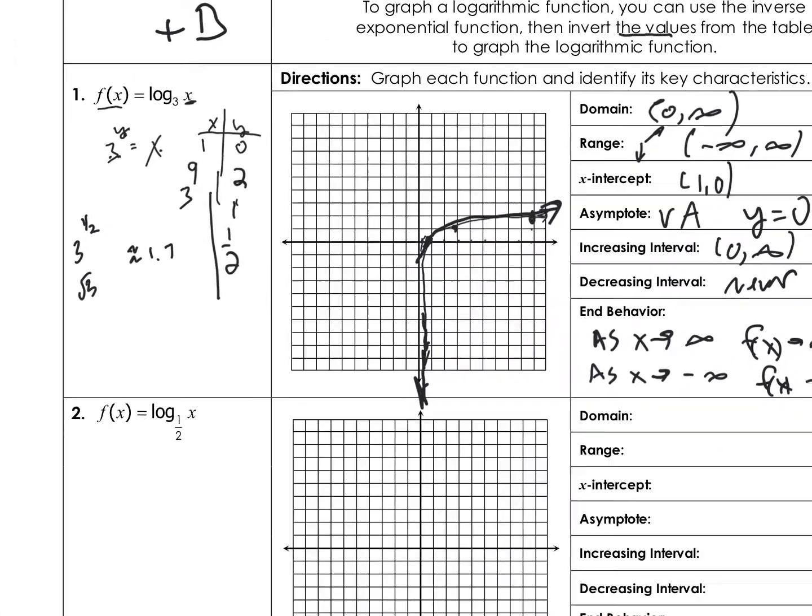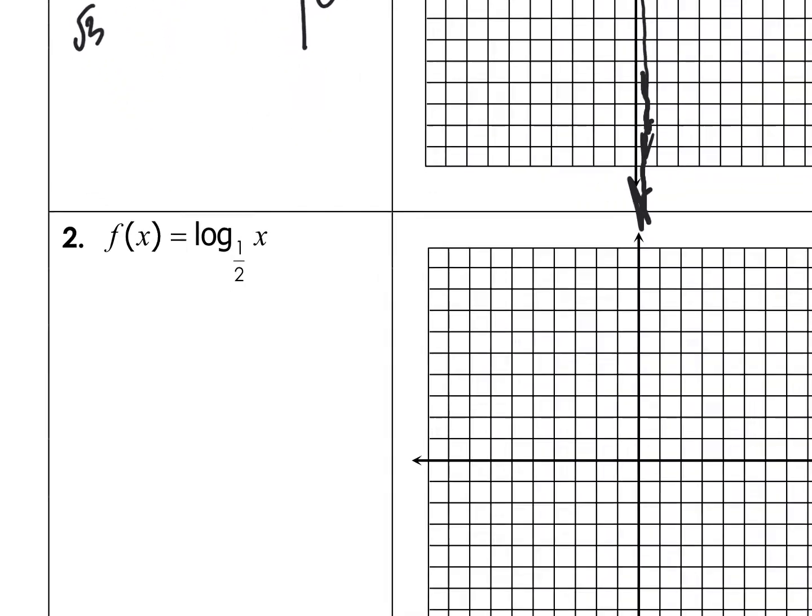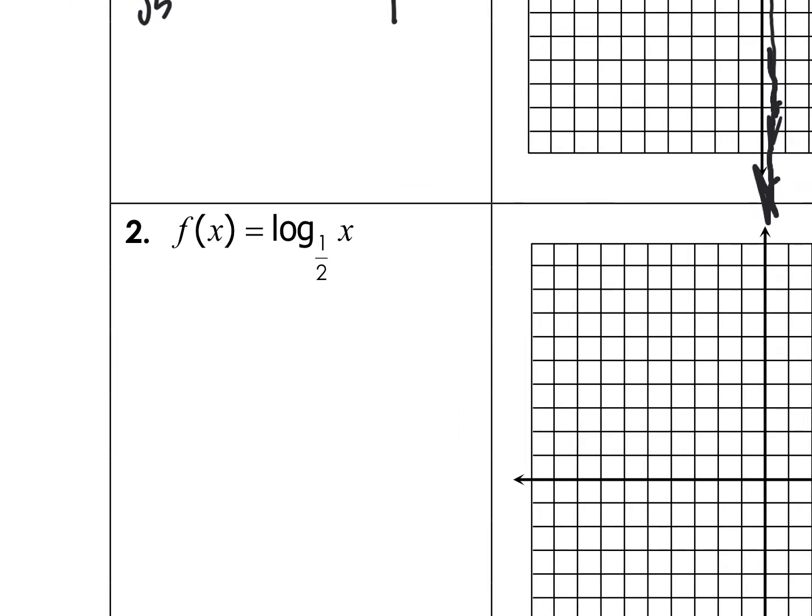Okay, there's one that I'd want you to be able to do by hand without a calculator. But feel free to try it with a calculator and see if you can make your answers fit. Now this one, because the base is a half, I hope you remember that this meant an exponential where the base is a half to the y equals x. That was an exponential decay.